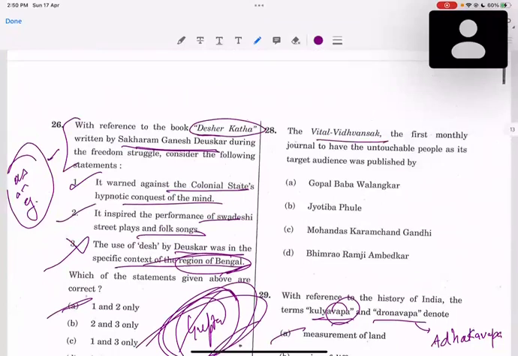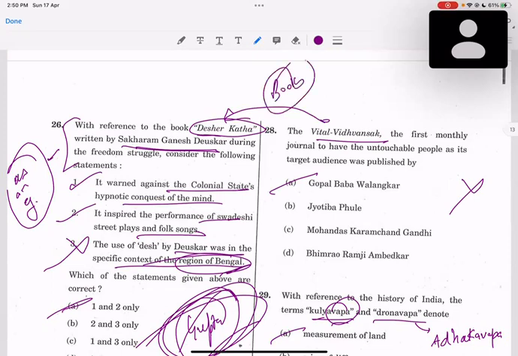Alright. Vanashak, the first monthly journal to have the untouchable people as its target audience, was published by... some of you might have read it, some of you might not. It's okay. This question also was supposed to be left. The answer was Gopal Baba Golankar. So this question could be left. But yes, two questions came on books. So do keep in mind that in future UPSC might ask questions on books.